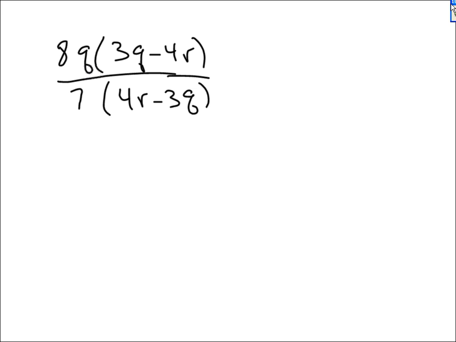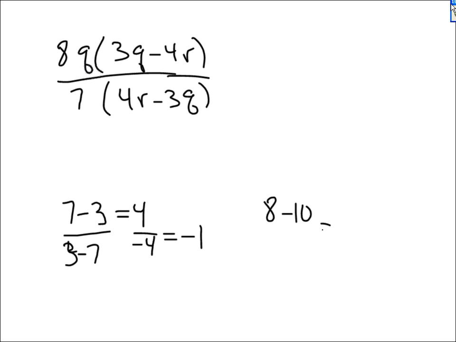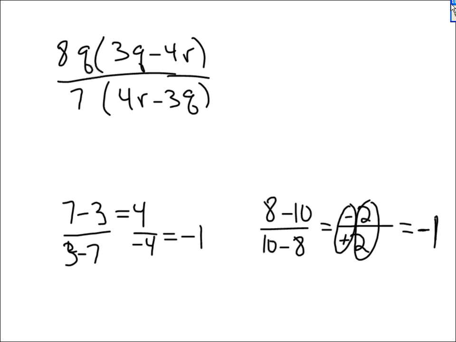Now, for example, 7 minus 3 is 4, and 3 minus 7, why, that's negative 4. And negative 1. 8 minus 10, that's negative 2. 10 minus 8, that's 2. This division is negative 1. In division, if the signs are different, you get negative. There's my negative. 2 over 2 is 1.